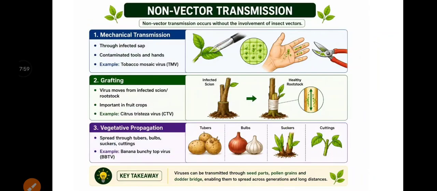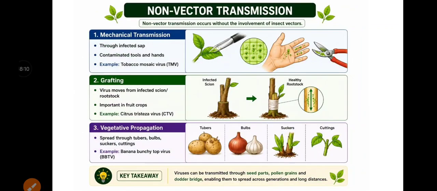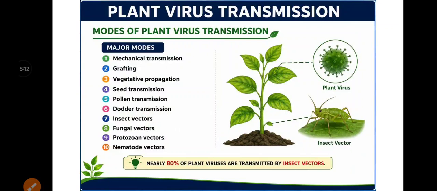However, some non-vector transmission modes are also there, like mechanical transmission, grafting, vegetative propagation, seed transmission, pollen as well as dodder. So this is in brief about plant virus transmission. We will discuss the insect, fungus, protozoan and nematode in detail in separate videos.